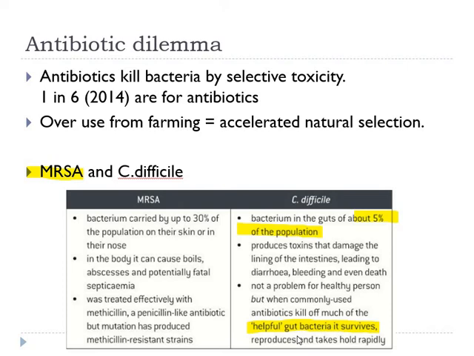However, if you take too much antibiotics, you can kill off the helpful bacteria inside your gut, which allows this harmful bacteria to outcompete and then get into high levels that becomes really dangerous and toxic to us. And then we've got this example of MRSA.